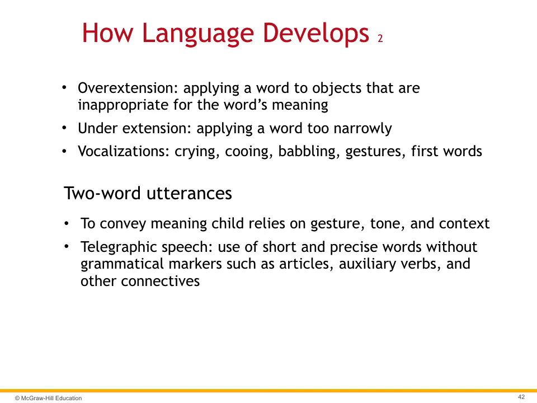Language can develop in several different ways, and there are some things that I need for you to know. These are probably your last couple words that you need to make sure that you understand: the idea of overextension, and that's when children apply a word to objects that are inappropriate for the word's meaning. Underextension is applying a word too narrowly. A grape is only purple. That's not true. Vocalization is the idea of crying, cooing, babbling, making all of those sounds.